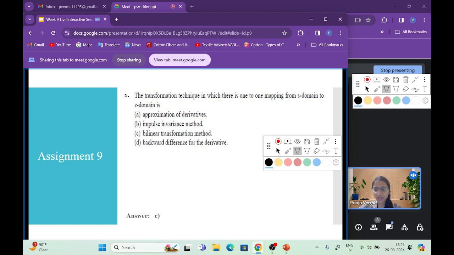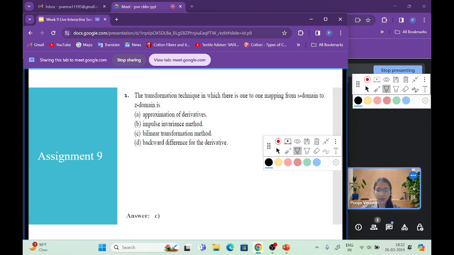So this is assignment 9. The first question: the transformation technique in which there is a one-to-one mapping from S domain to Z domain is: option A, approximation of derivatives; option B, impulse invariance method; option C, bilinear transformation method; option D, backward difference for the derivatives. Which one is the correct option?